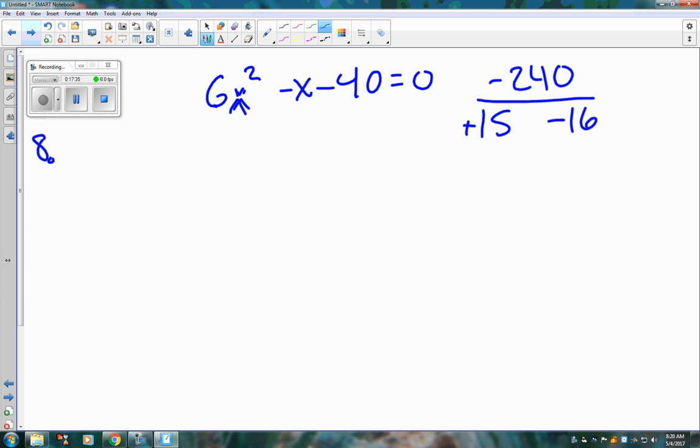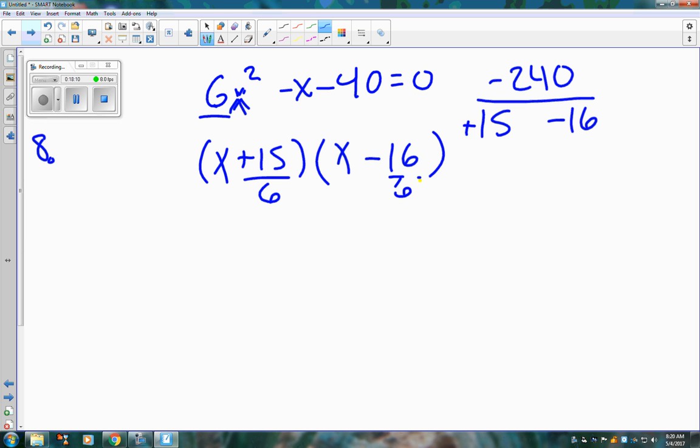So I could take 240 divided by 15 and see if that will give you negative 16. So does 15 times 16 give you 240? Yes. Does it add to give you negative 1? Yes. So these will work. So I have to do x plus 15, x minus 16. These are temporary factors because this number right here is something other than positive 1. So because of that, I have to divide by 6.